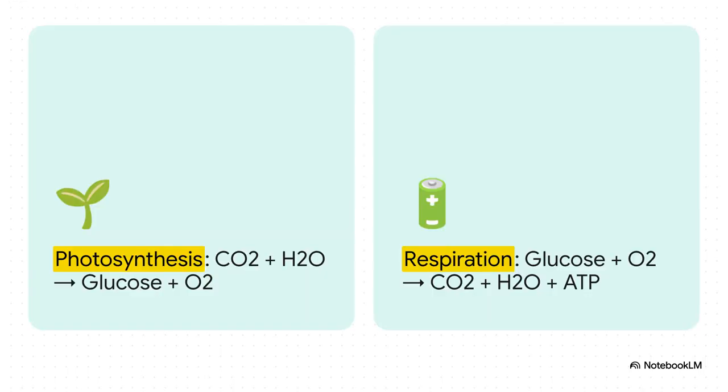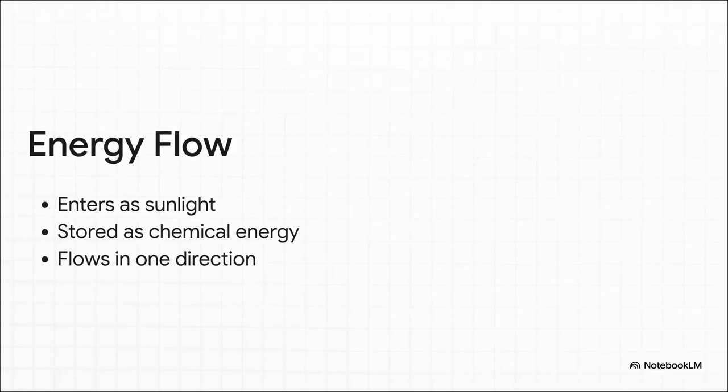Looking at their chemical equations side by side reveals something really cool. Matter is constantly being recycled. The products of one process literally become the raw reactants for the other. Plants turn CO2 and water into glucose and oxygen, and then cellular respiration turns that same glucose and oxygen right back into CO2, water, and ATP. It's an endless loop. But here's the catch.